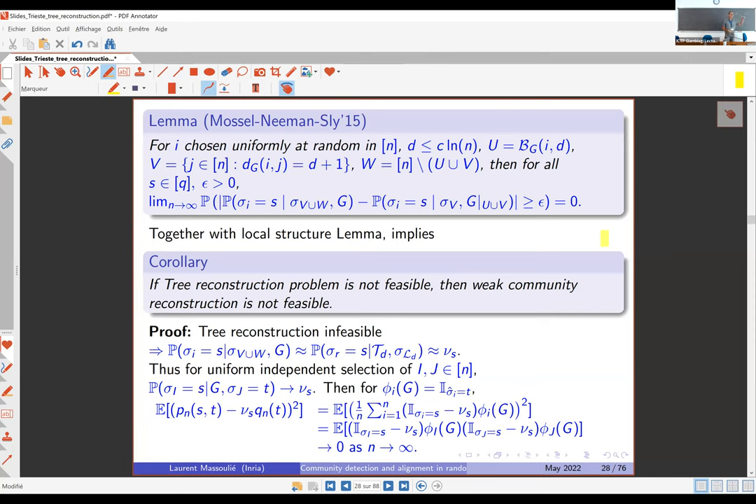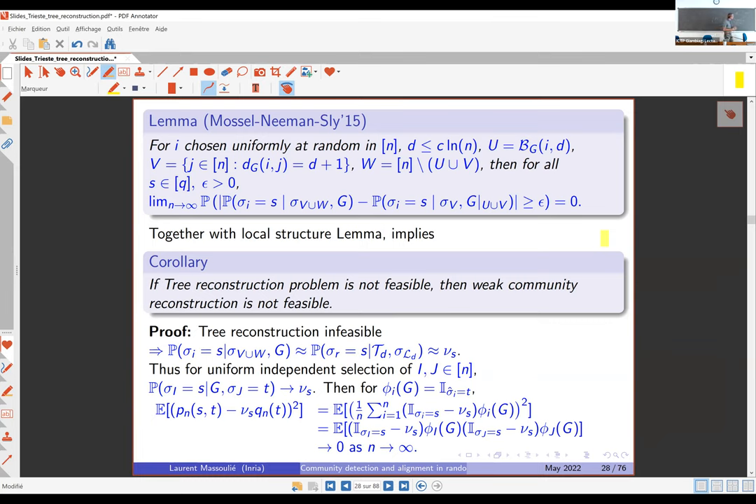So we know that in the tree model, if we look at node I, we look at the tree from this node, assuming it's the root, we look at the spins at some distance d, then whatever happens beyond is conditionally independent. And we have something very similar here. So in the random graph model, we look at node I, we look at its d neighborhood, and we draw a set of nodes V, these are the nodes at distance d plus one from the center node here, and so we get W is whatever is left beyond.